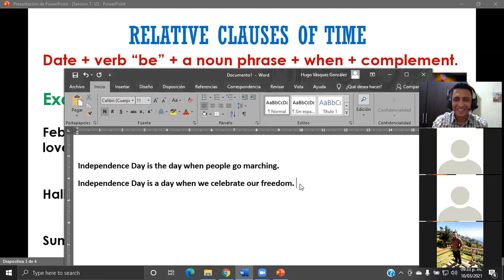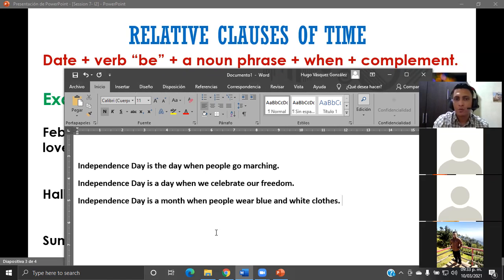Okay, let's go. Independence Day is a month when my country, all people wear blue and white. I don't know how it would be. Okay, when people wear, maybe you can say people wear blue and white clothes. Oh, yeah. In a way. People wear blue and white clothes or accessories. Accessories. Yeah. Okay, thank you.